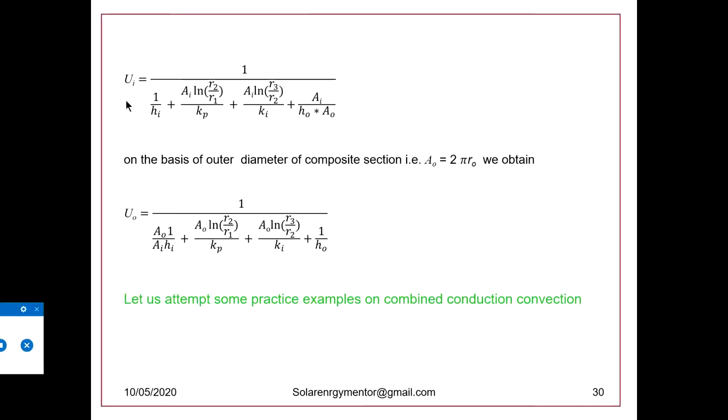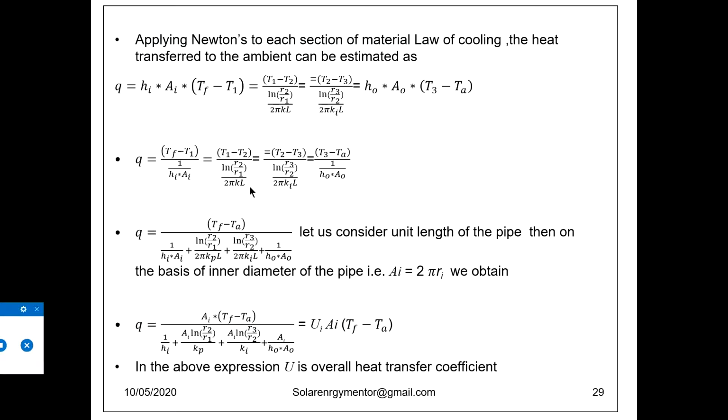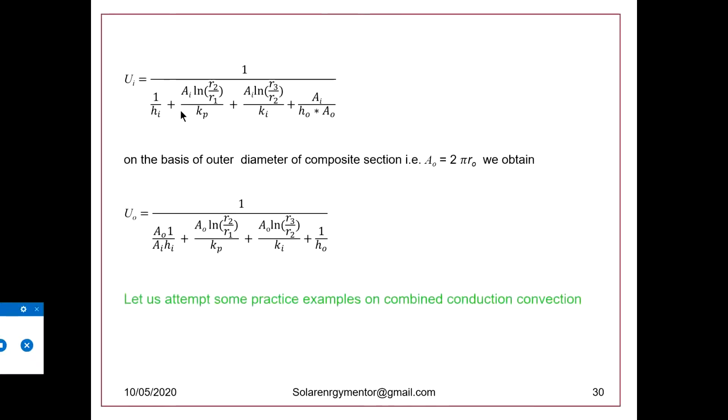So UI is equal to 1 upon 1 by, of course, on the basis of inner surface area. On the basis of inner surface area, the overall heat transfer coefficient UI is equal to 1 upon 1 by HI plus AI into log of R2 by R1 by Kp plus AI log of R3 by R2 upon Ki plus AI by HO. So this will give you the overall heat transfer coefficient.